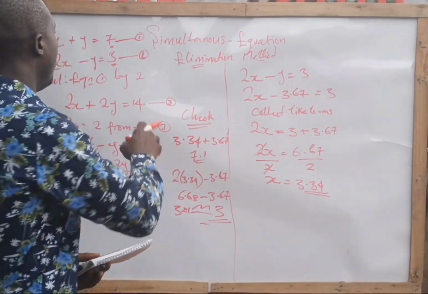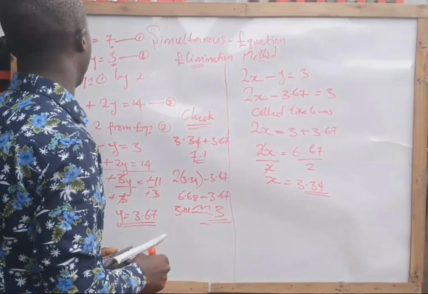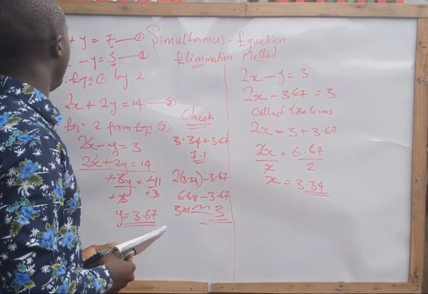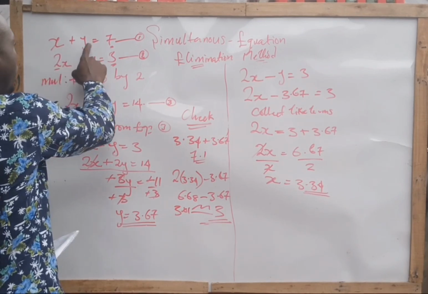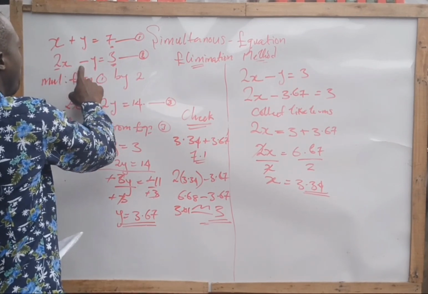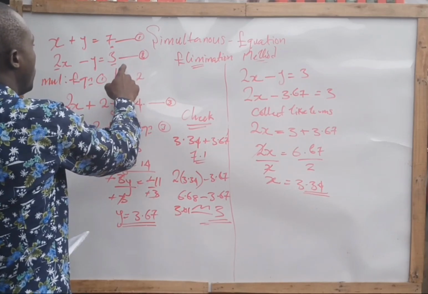You understand? So this is how the elimination method is being solved. Let me explain this one more time before we round up. So the first thing is that we have our equations as x plus y equals 7 and 2x minus y equals 3.